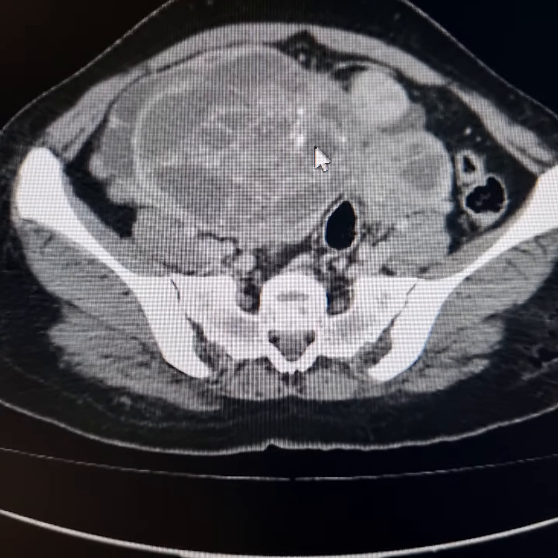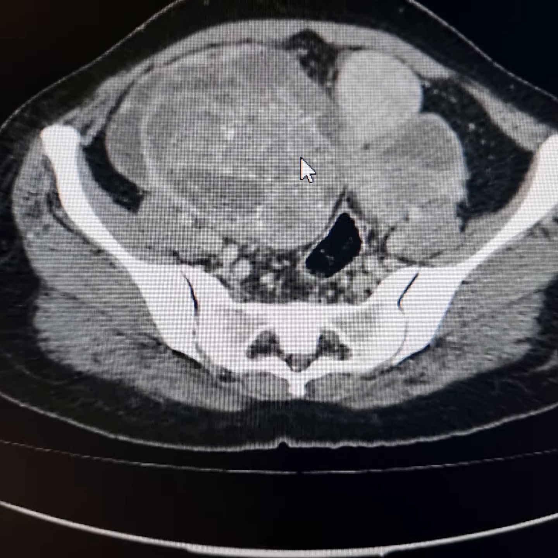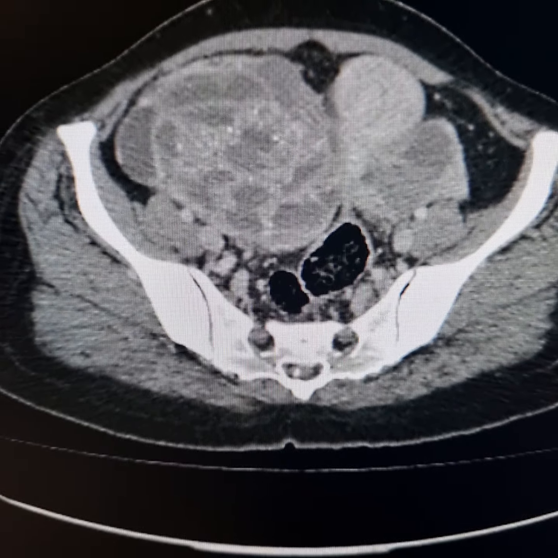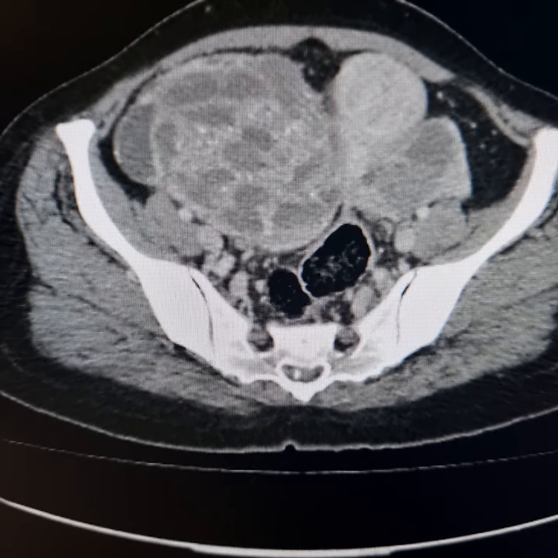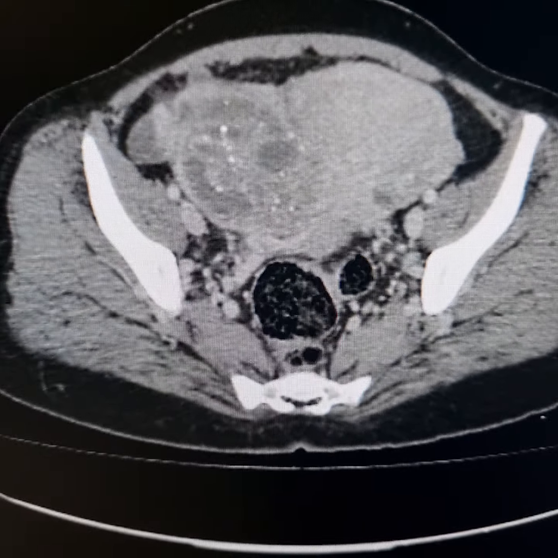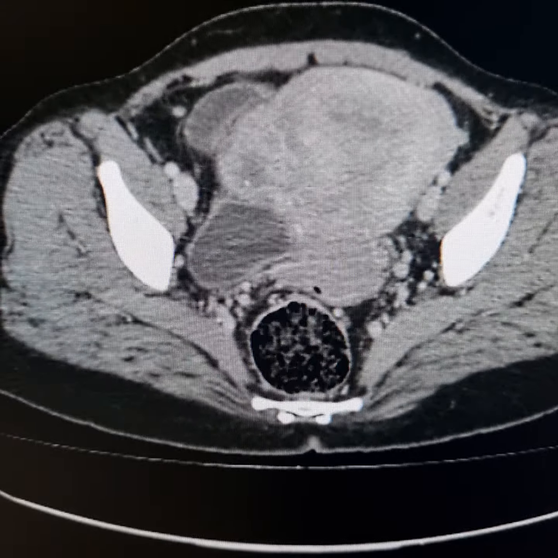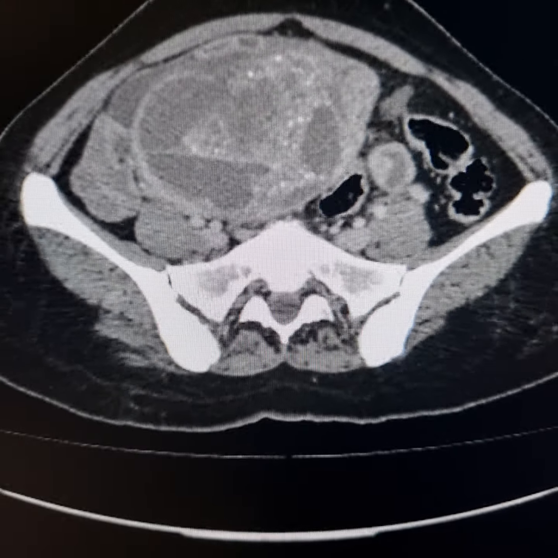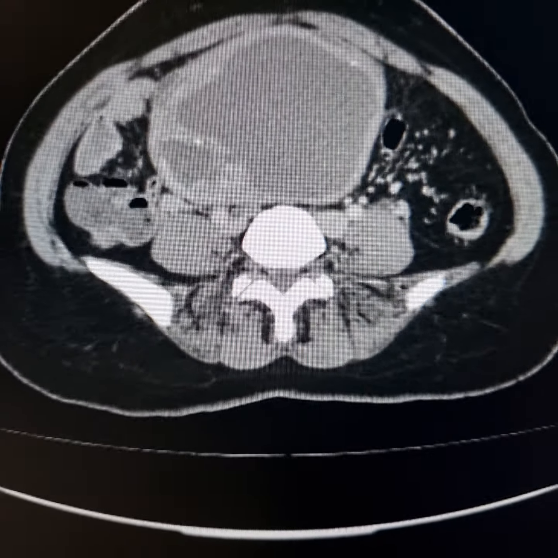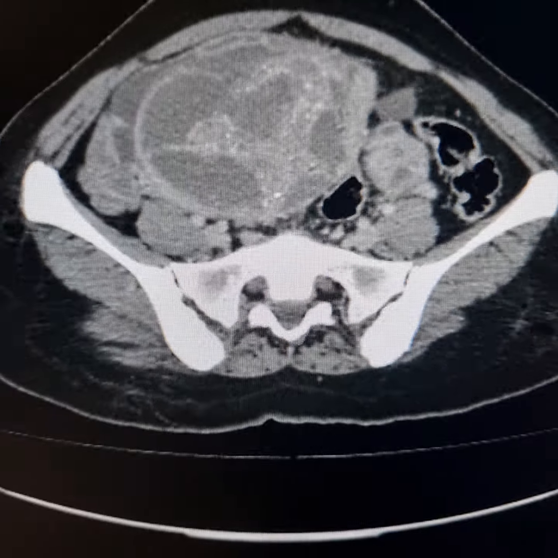These are the tiny calcifications in the solid component of the mass. These represent psammomatous calcifications and are quite typical of the serous cystadenocarcinomas. The patient's CA125 levels were markedly elevated and were more than 1000.